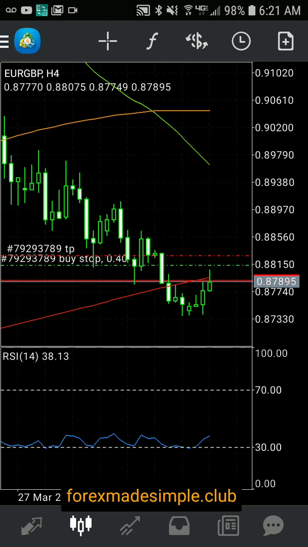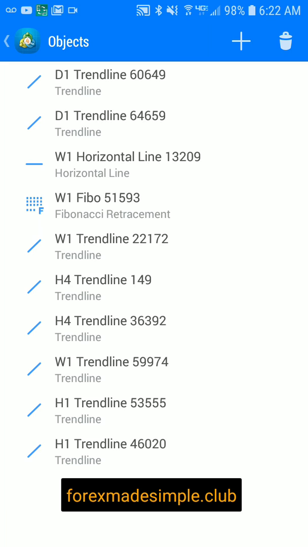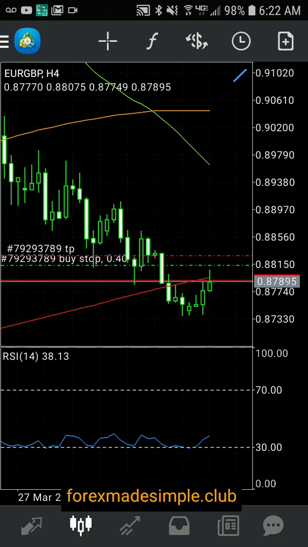So let us just tap here. You click on the square, circle, and triangle right down there. You want to click the plus button, and you want to click the third one, trend line. Okay, so for the trend line, you want to put your thumb on the first point. Let's see here, if I'm just drawing it like that, okay, we can see here.